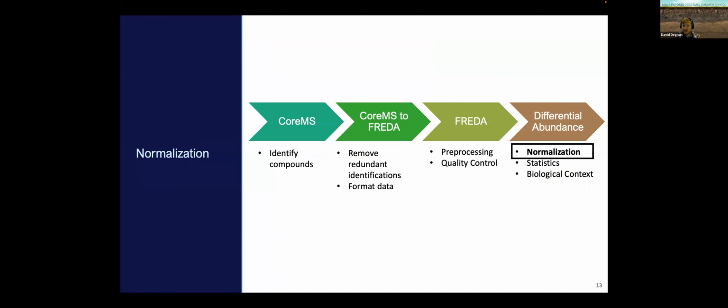So first, we're going to get into normalization, how to normalize FTMS data, and I'm going to pass the reins on to Damon here.